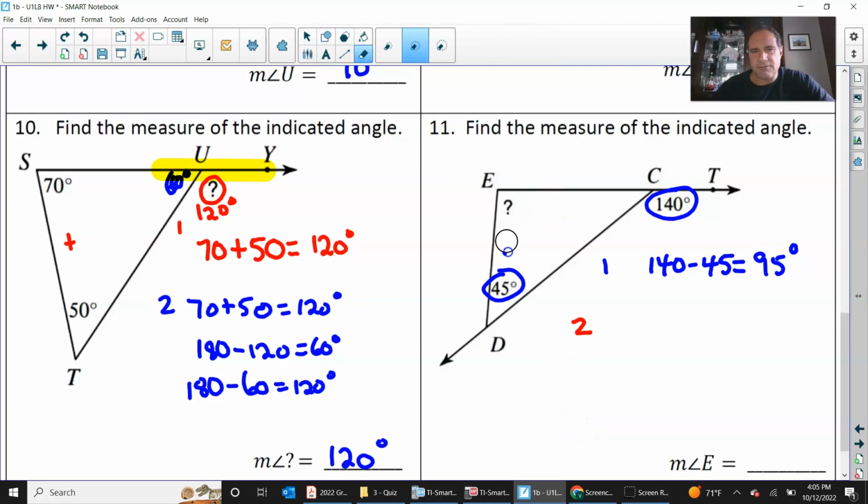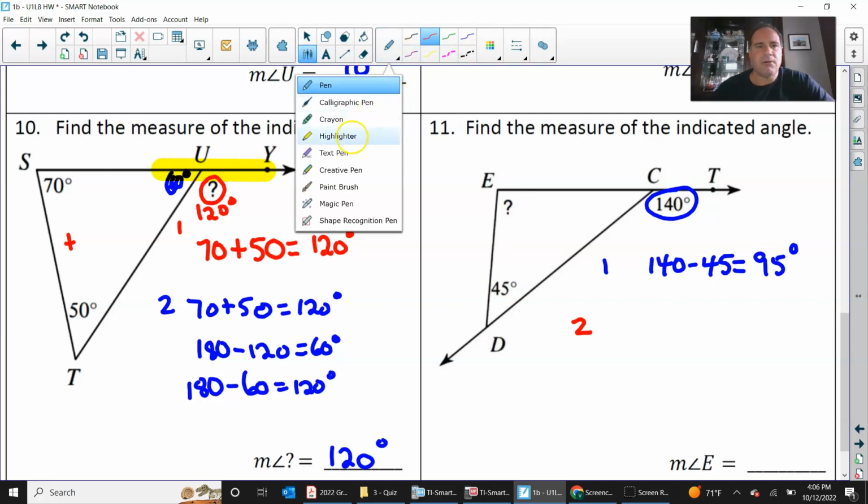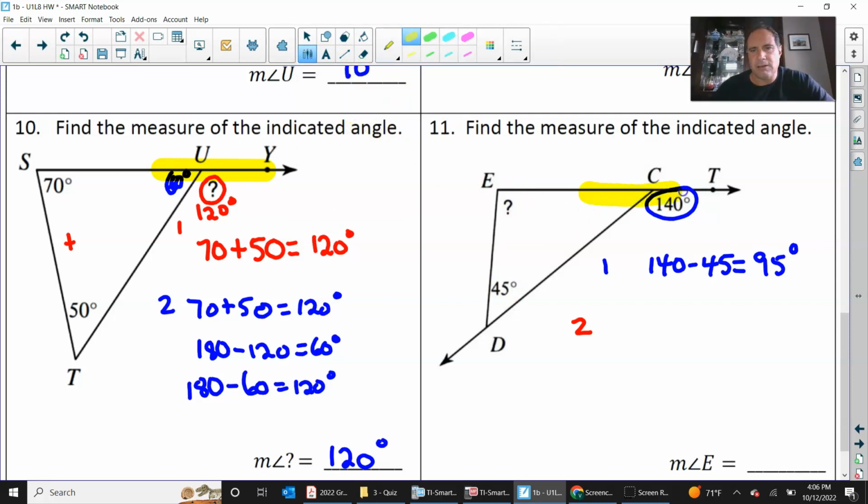So I'm going to erase this right now. My first thing, I always look for a straight line. Here's the straight line right there. And the first thing I'm going to do is 180 minus 140, because I know if I get two interior angles of a triangle, I can get the third one easily. So 180 minus 140 is 40 degrees.